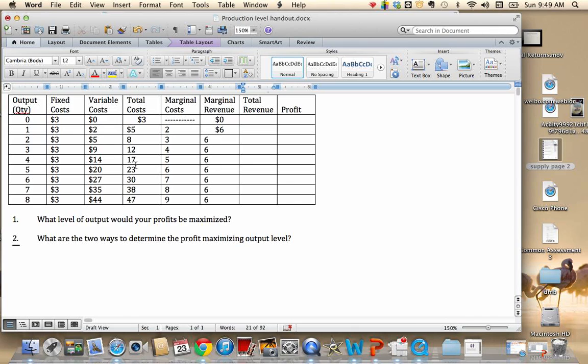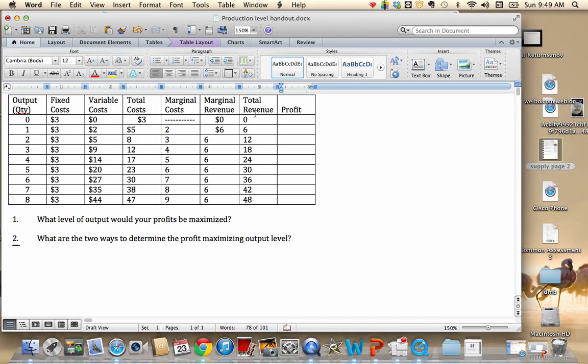Total revenue is price. We know we're selling them for 6, and here's our quantity. So when we're selling 0, our total revenue obviously is 0. When we sell 1 at $6, it's going to be 6. 2 at $6 is 12, then 18, 24, 30, 36, 42, and then 48. So it's price times your output or your quantity.